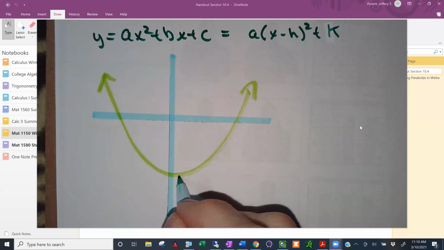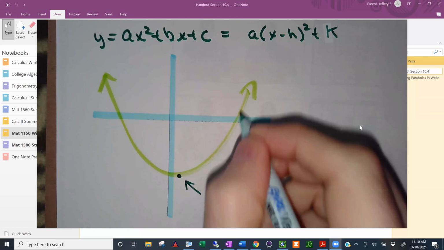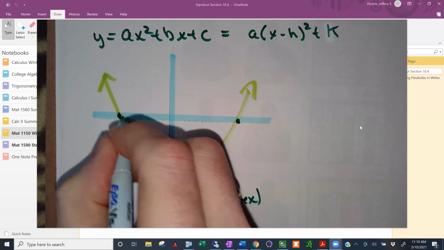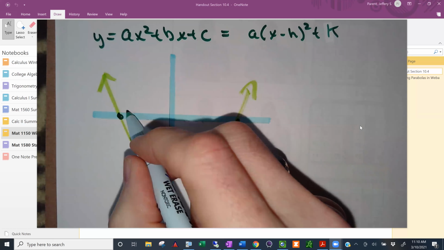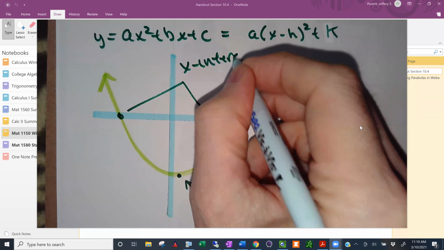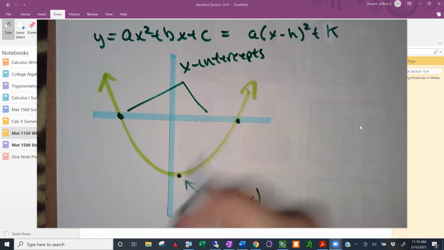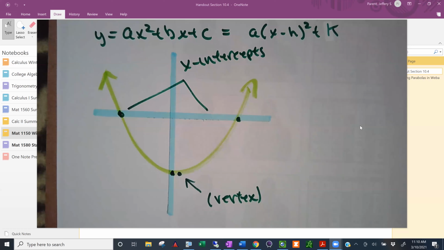The point down here that, of course, is the main interest for me is the vertex. I want to know what that point is. Quite often, I'll also want to know where the graph crosses the x-axis. So there's going to be your x-intercepts.